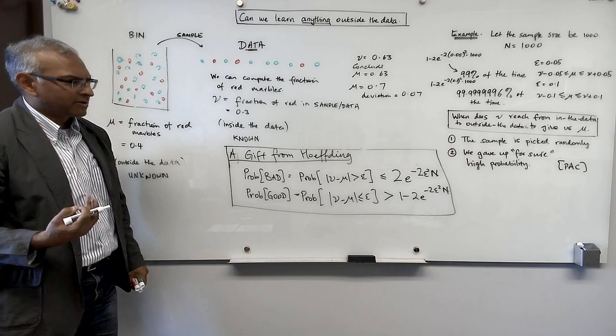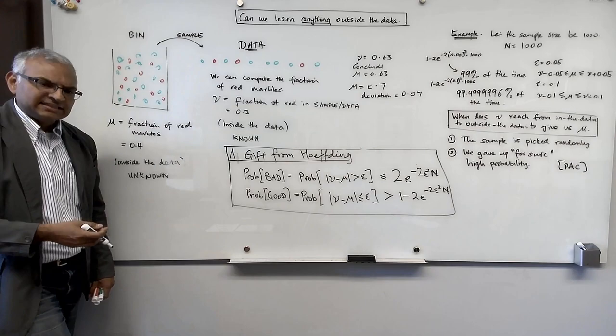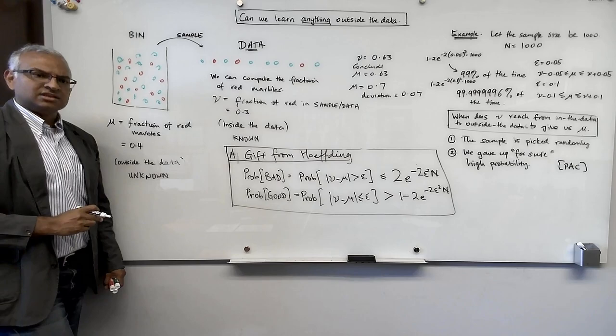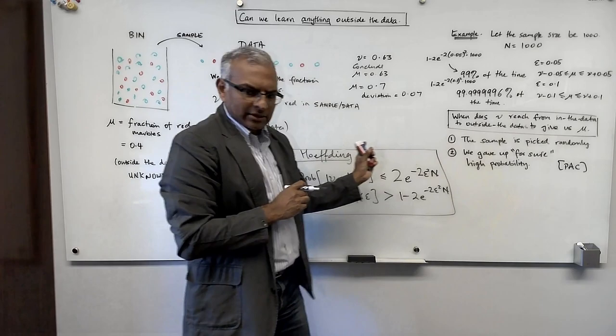Okay. So we gave up the for sure. The sample is picked randomly. Technically, the term we use for that is IID, independently and identically distributed. So each marble is an IID sample from the bin. We gave up the for sure, so we're in this world of high probability. And how do we get into this world of high probability? We want as large a sample size as possible.